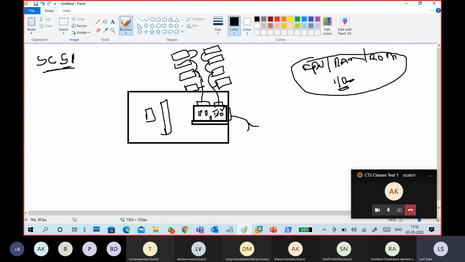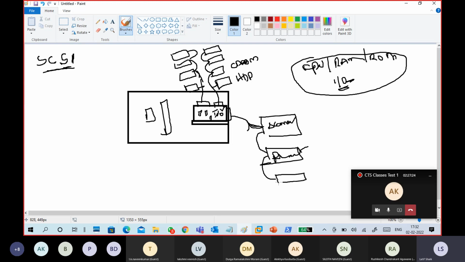And not only just a hard disk or a CD-ROM, we can also connect scanners. You can also connect printers and multiple types of scanners. Externally also you can connect a hard disk like this. You can connect different types of devices to the SCSI controller. So all the barriers are gone.